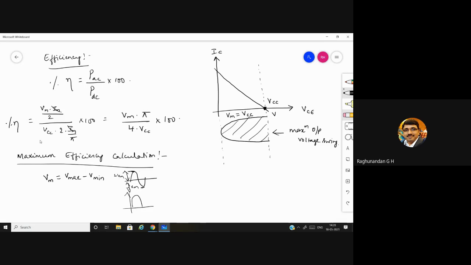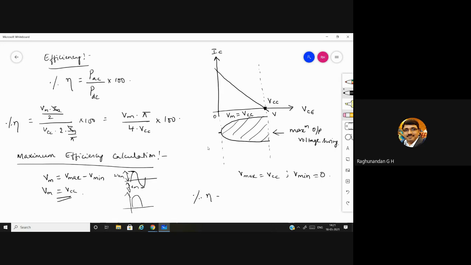Now we got to know the maximum voltage: Vm is equal to VCC. So Vmax is equal to VCC. Similarly, we know that this point is our Vmin value, so Vmin is at 0. So Vm is equal to VCC. Now substitute in the above equation.